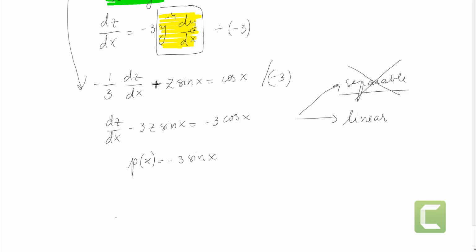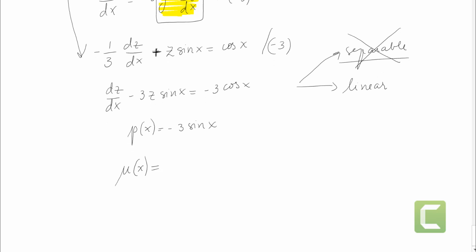Why do I need p of x? Because I want to find the integrating factor, mu of x, which is e to the integral of p of x dx. So it's equal to the integral of negative 3 sine of x dx, so equals e to negative 3 times the integral of sine of x, which is negative cosine of x, so plus 3 cosine of x.